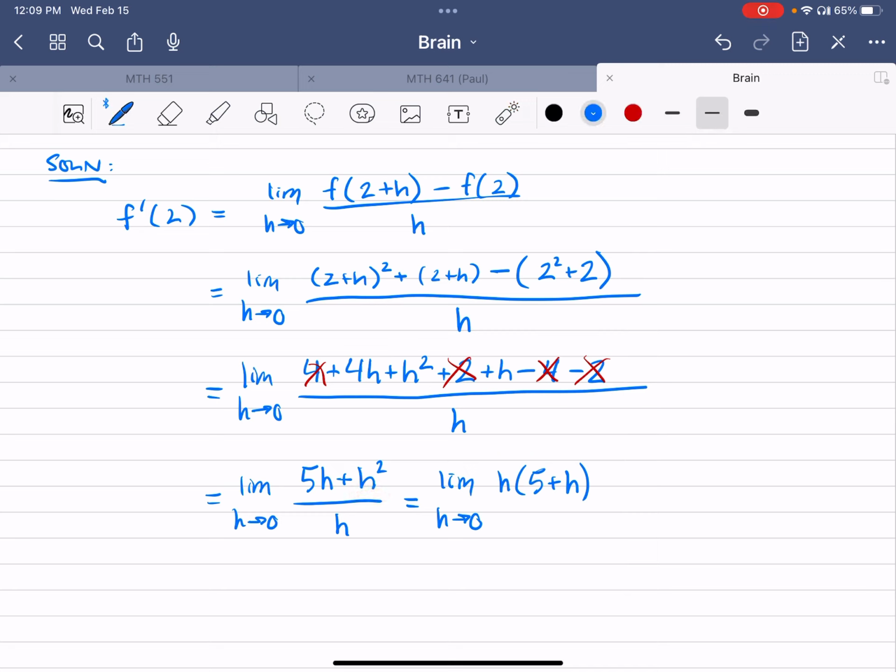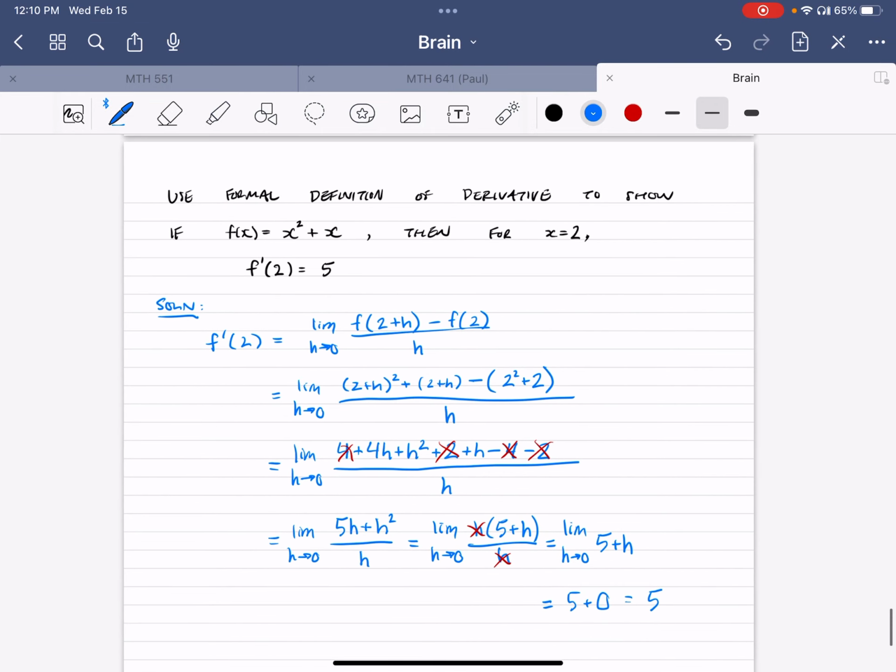Good. Divided by h. Now, since we're in our limit, we can cancel the h in the numerator and the denominator. And this is just 5 plus h. Now I can distribute our limit to both things, or I can just do direct substitution and see I get 5 plus 0, which is 5. Nice.